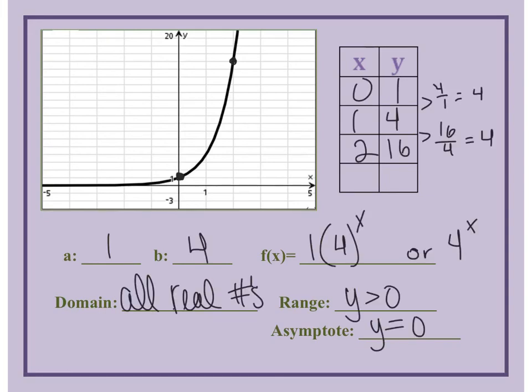Okay. Hopefully you found all of these answers. So I started with my y-intercept, which is my starting value. That was a 1, so I wrote that here. Then I made my table.